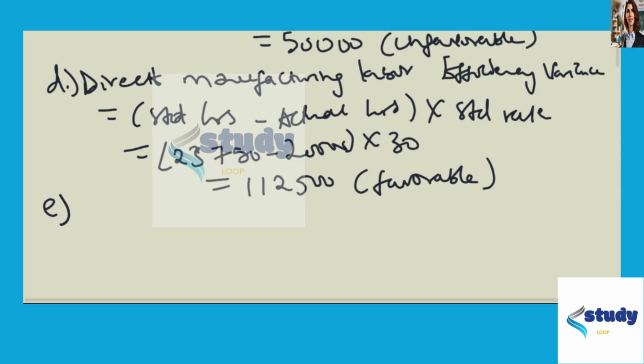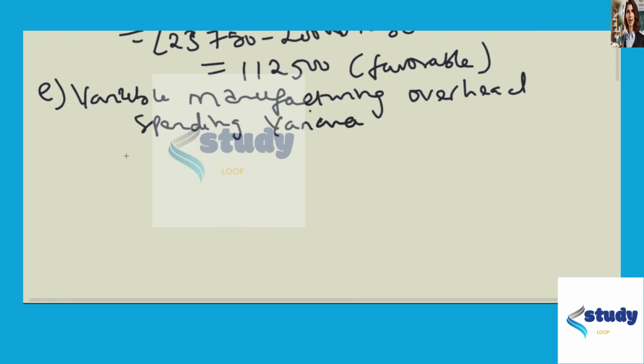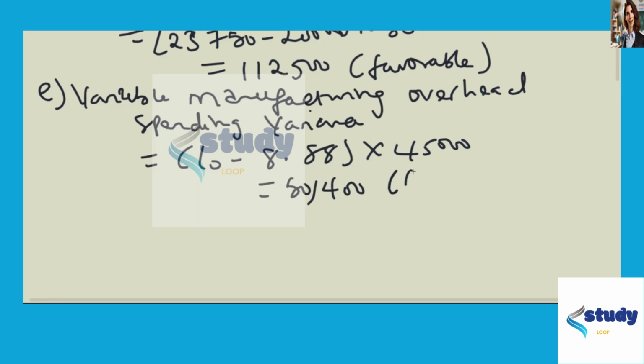Now the next one is the variable manufacturing overhead spending variance. The formula for this will be 10 minus 8.88 multiplied by 45,000, and this is equal to 50,400, and it is favorable.